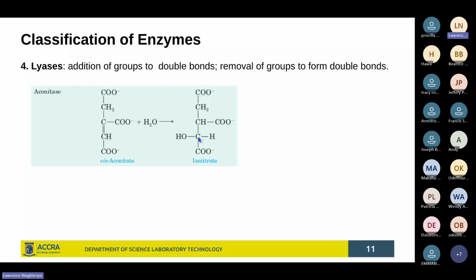And this reaction too, I mentioned to you, is one of those intermediary reactions that we'll see also in the TCA cycle or the Krebs cycle. We'll see it there. And the enzyme involved there was aconitase.